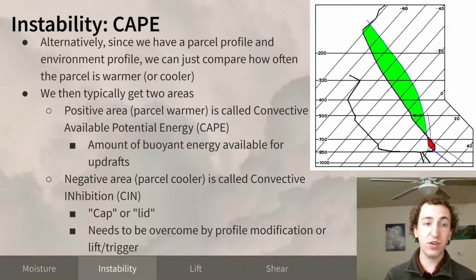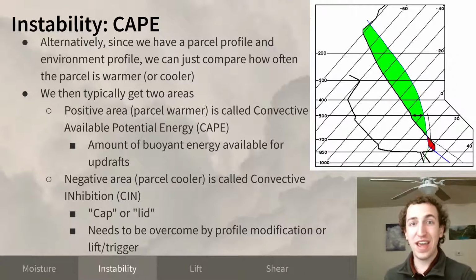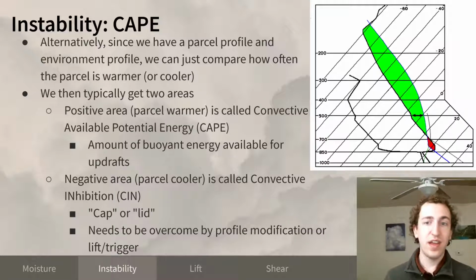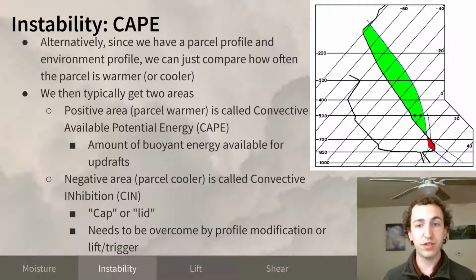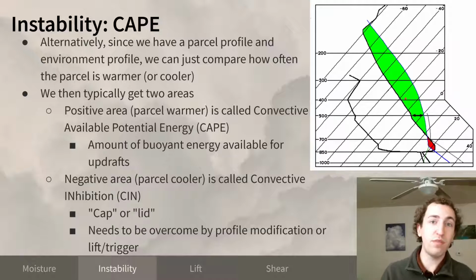Actually, the math works out with the right constants to have this difference in temperatures convert to an energy quantity. And so this green area is the positive area where your parcel profile is higher in temperature than your environmental profile of temperature. This represents the amount of buoyant energy that's available for updrafts.